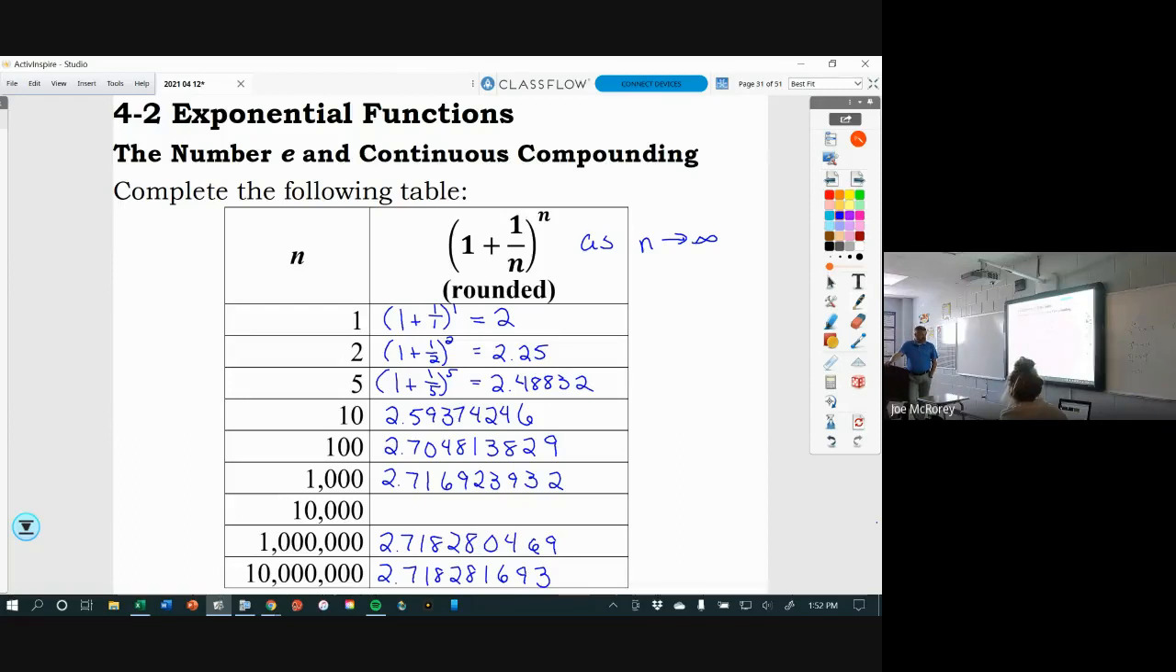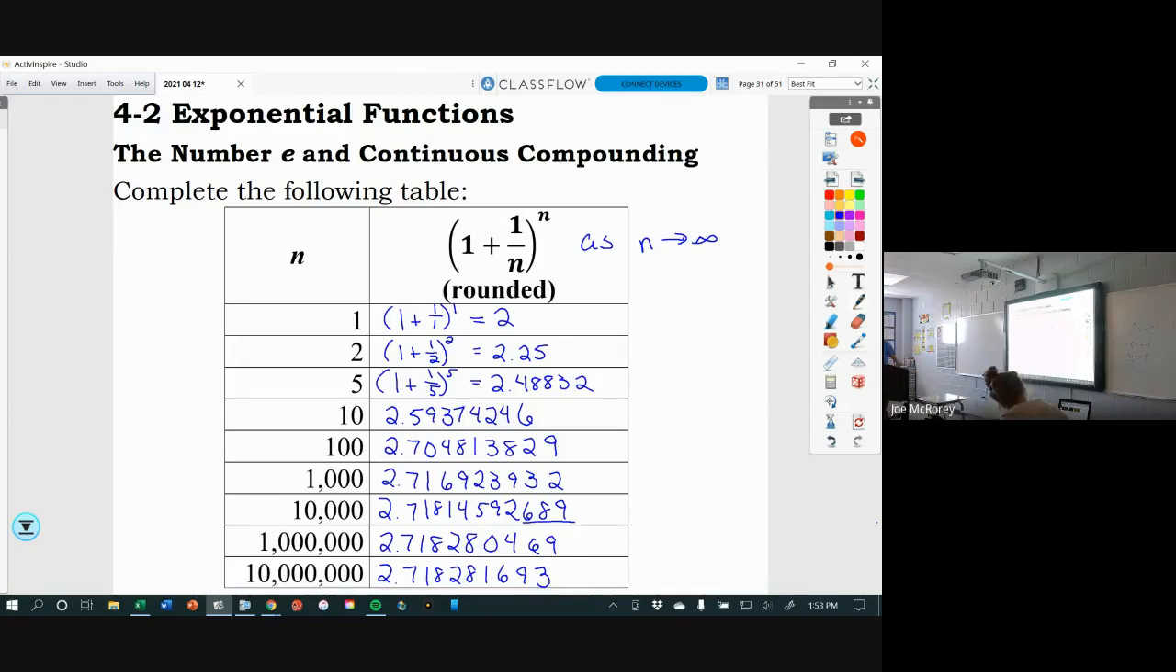Mason, do you have a good number for 10,000 yet? 2.718145927. Yeah, that's what I got. I'm using the free calculator, so it goes a lot longer. Okay, that rounds to 7 there, right? Oh, yeah, it does.